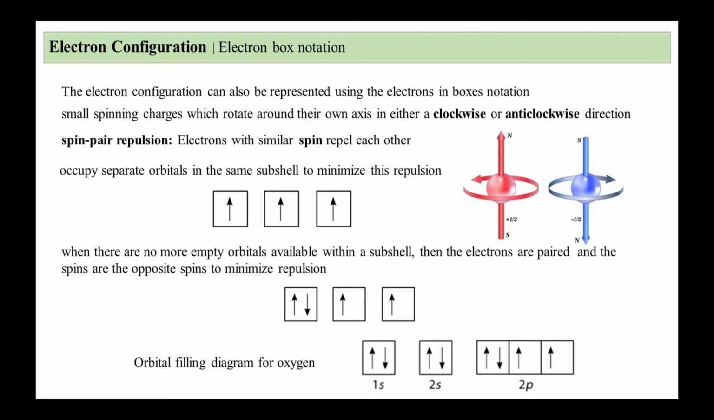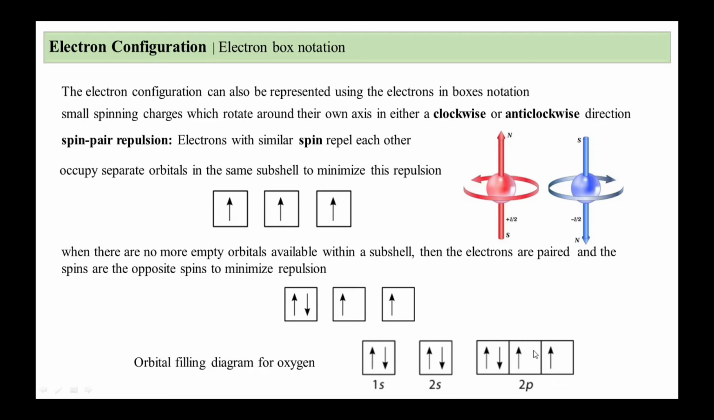Before explaining this, it's worth noting, as you can see here in this image, that the electrons can be represented by small spinning charges which rotate around their own axis, either in clockwise or anti-clockwise directions. And we mention here that electrons with the same spin repel each other, which means that if we want, for example, to fill one orbital with two electrons which have the same spin, for example plus 1/2, they will repel each other. This is actually why we fill the orbitals with two electrons which are pointing in different directions, in a way to minimize the repulsion.